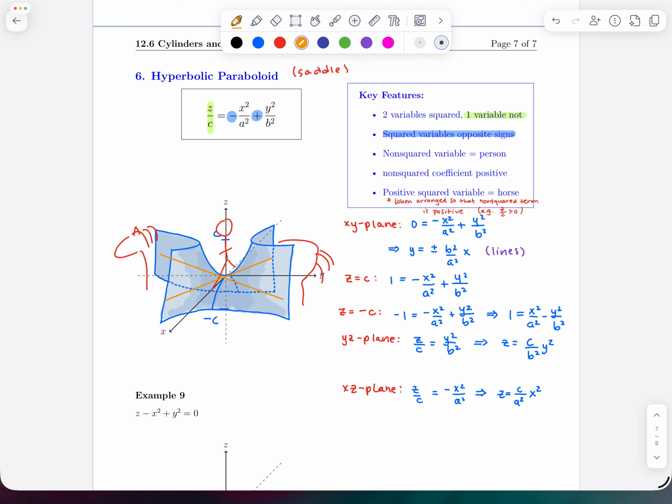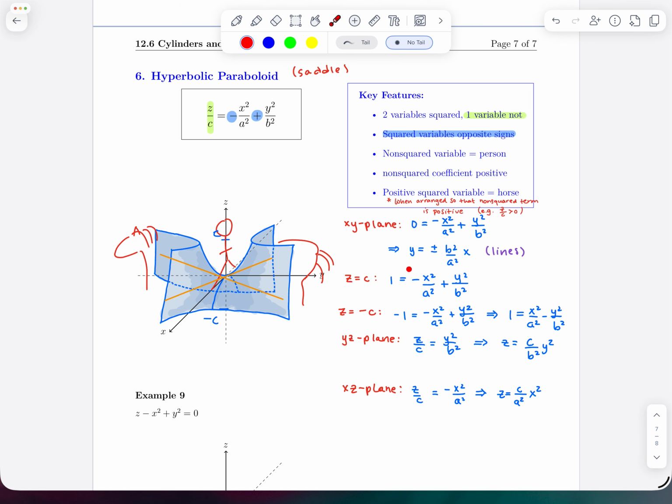If I look at z equals c instead, so I'm going to bump my z value up, and I'm going to be looking at the height of z equals c. You'll see in my picture that I have what look like hyperbolas. This is why it's getting that hyperbolic paraboloid name.